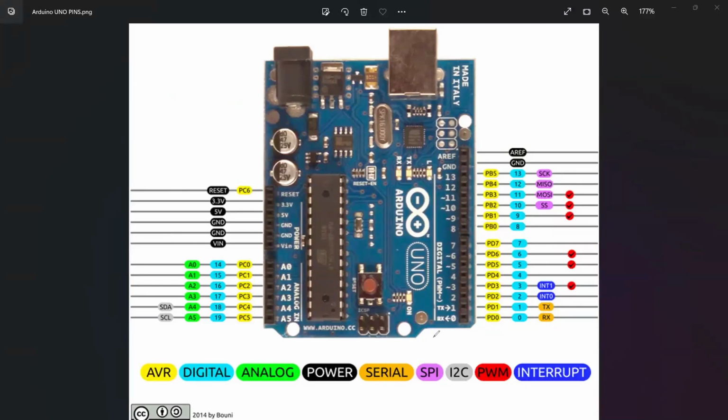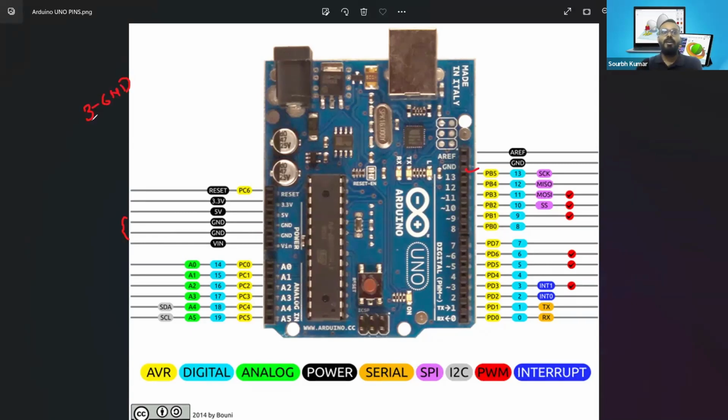Excuse me, what's the difference between the three ground pins? There is no difference between the three ground pins here. These two and this one are interconnected. The reason we have three GNDs is that if we are using the microcontroller, then we have to integrate some input devices, like IR sensors and others, which require power to run.